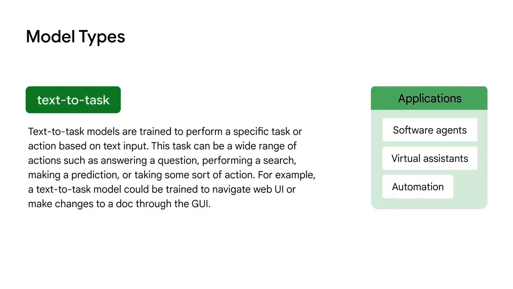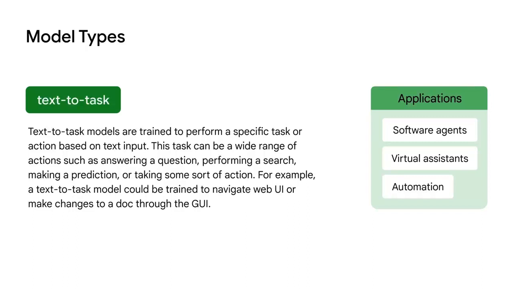Text-to-task models are trained to perform a defined task or action based on text input. This task can be a wide range of actions, such as answering a question, performing a search, making a prediction, or taking some sort of action. For example, a text-to-task model could be trained to navigate Web UI or make changes to a doc through the GUI.